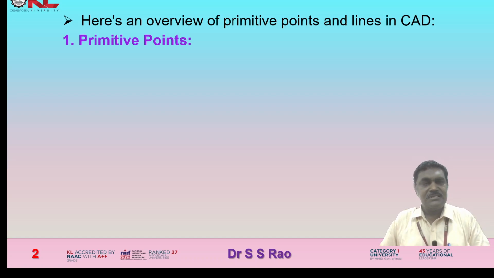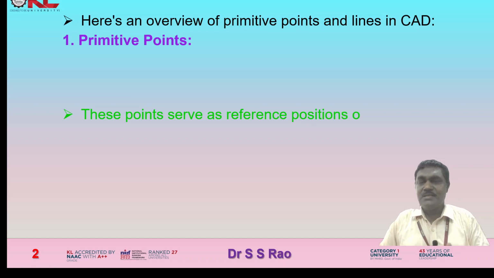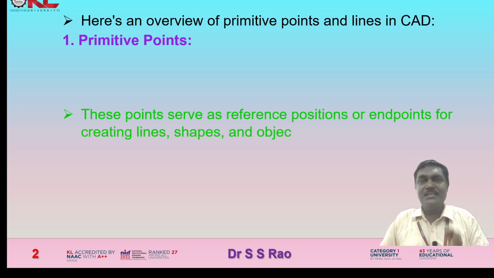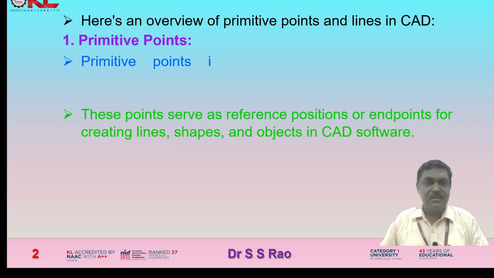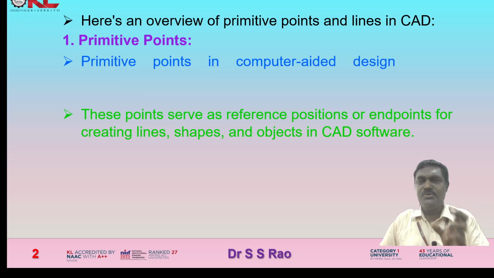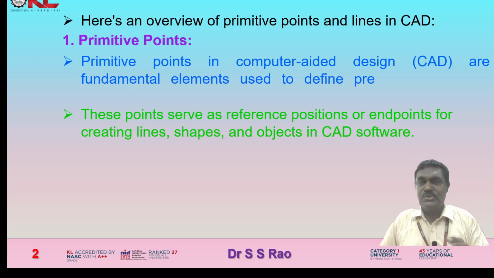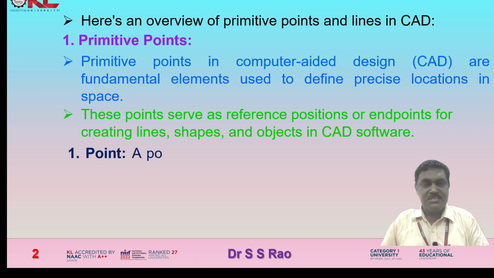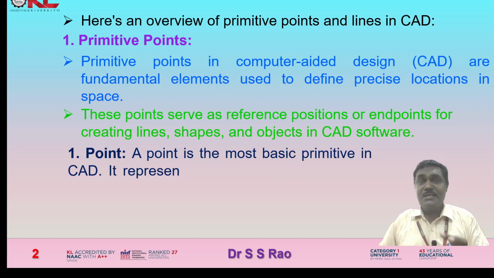Now let us see the first, primitive points. These points serve as reference positions or endpoints for creating the lines, shapes and objects in CAD software. Primitive points in computer aided design are fundamental elements used to define precise locations in space. Now let us see in detail what a point is. Point is the most basic primitive in CAD.